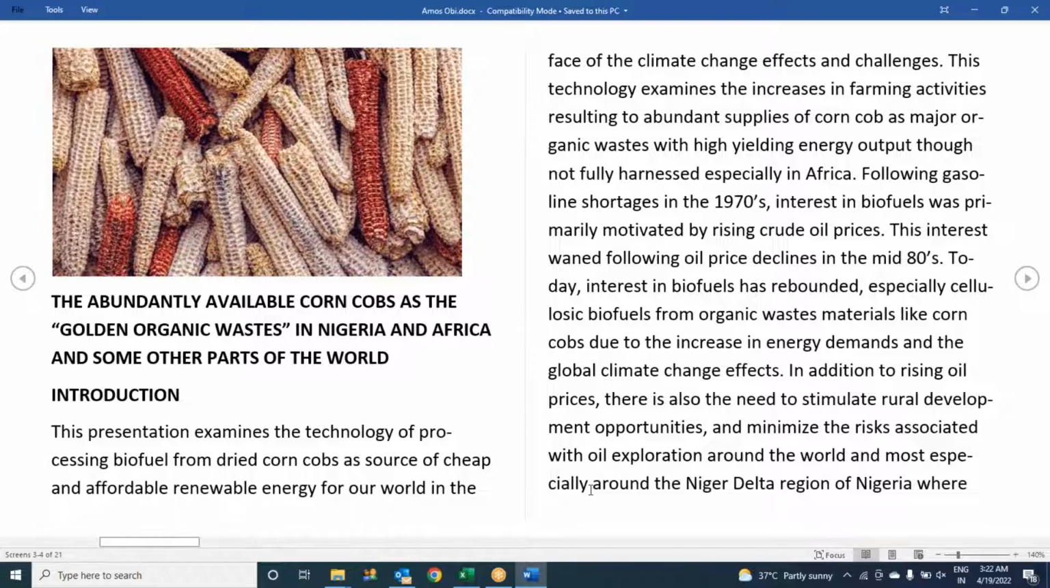So we go to the second slide. I'm trying to point out the evidence that fossil fuel has emitted large amounts of greenhouse gases, which is a positive factor for climate change. This can be reversed by the use of non-fossil sources of energy, and cellulosic biofuel from corn cob has the answer.